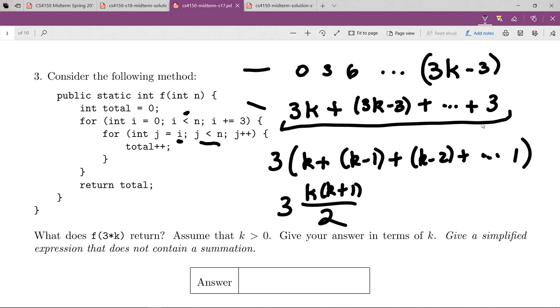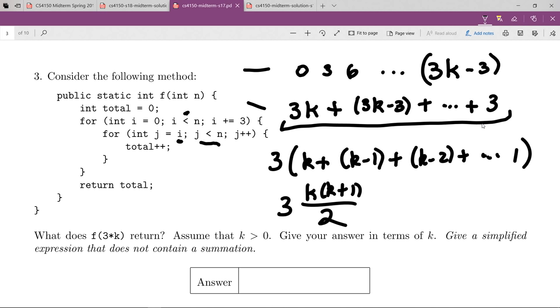Yeah? So we're not really taking into account, it says what does f of 3 times k return? Do we not care about the coefficient 3 there? Oh, I was figuring out what the final value of total was. See, basically each time through this inner loop, we add 1 to total. So I just got to figure out how many values does j go through each time through the outer loop. The first time j takes on 3k values, the next time it takes on 3k minus 3 values, and the last time it takes on 3. And for each value it takes on, we add 1 to total.